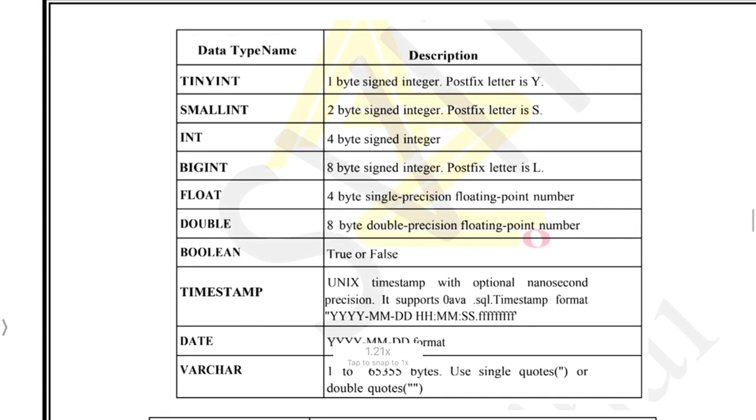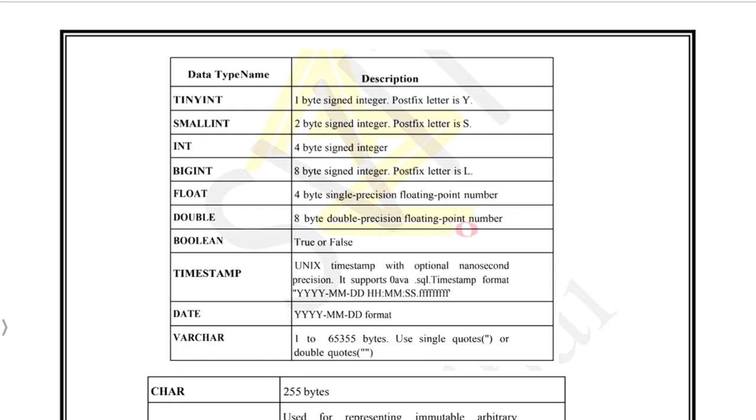Now, what are the data types used? Again, you have to remember this by heart. For int, we have 4 types: tiny int, small int, normal int, and big int. Tiny int is a 1 byte signed integer, postfix with letter Y. Small int is a 2 byte integer with postfix S. Normal integer is a 4 byte signed integer. Big int is 8 byte with L.